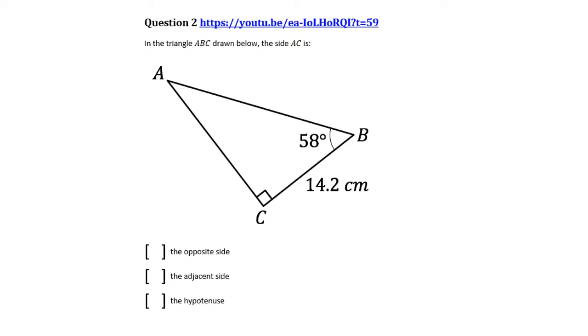Question 2. This time we're looking to identify side AC. Now, AC is directly opposite the angle that we're interested in here, the 58-degree angle. Therefore, we call this side the opposite side. Well done if you got that one right.